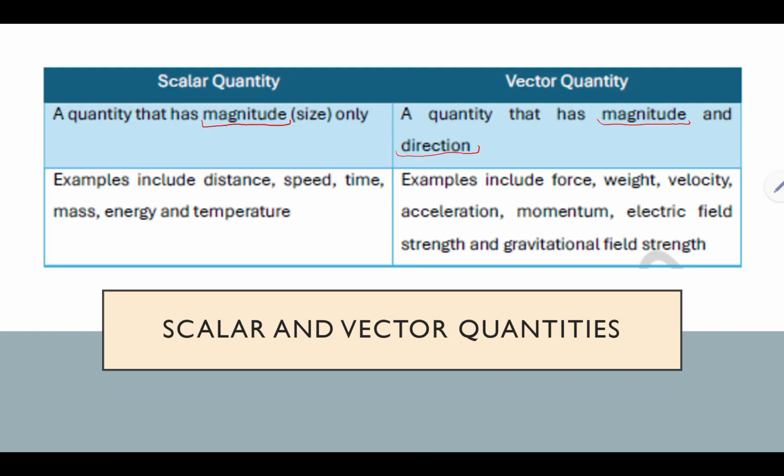So examples of scalar quantities include distance, speed, time, mass, energy, and temperature. Examples of vector quantities include force, because you know that force is related to gravity, so that's a direction. Force, weight, velocity, acceleration, momentum, electric field strength, and gravitational field strength.